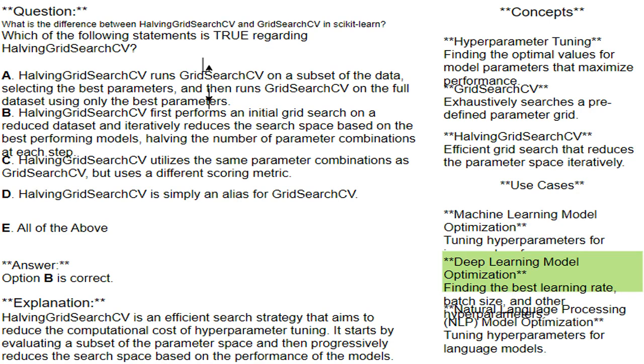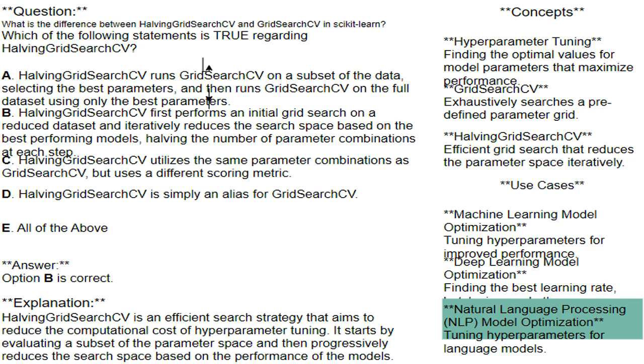Deep learning model optimization: finding the best learning rate, batch size, and other hyperparameters. Deep learning models often have many hyperparameters, including the learning rate, which controls how quickly the model updates its weights, batch size, the number of samples used for each gradient update, and the architecture, the number of layers and neurons per layer. Tuning these parameters can significantly impact training speed and model accuracy.